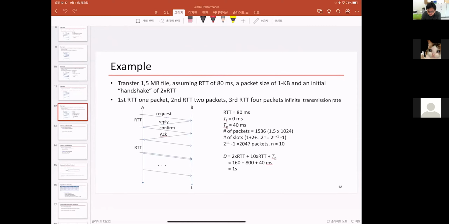I have a question. Why is the number of packets 1,536? Isn't it just 1,500? Because in 1 megabyte there are 1,000 kilobytes, right? So we are calculating per kilobyte. Okay, go back to the point. In computer science, when you talk about 1K, it is actually 1,024.